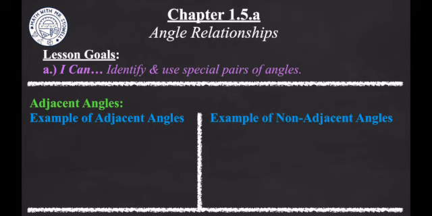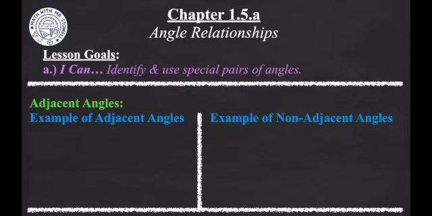In this lesson, we want to be able to say that I can identify and use special pairs of angles. First thing we want to do is be able to identify what the special pairs of angles are. We have, first up, the adjacent angles.